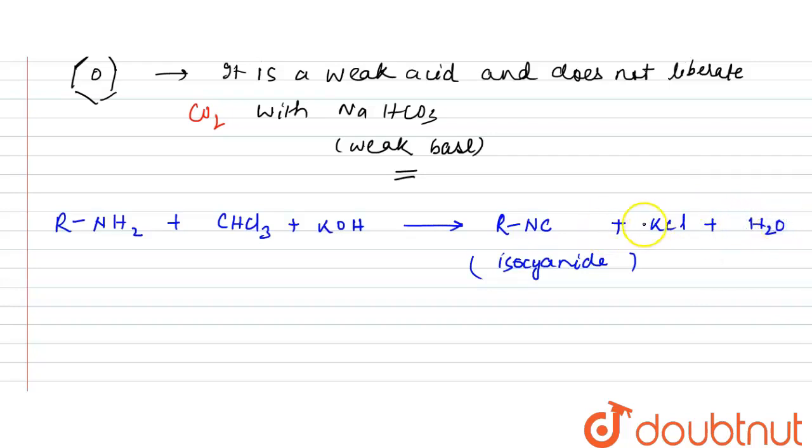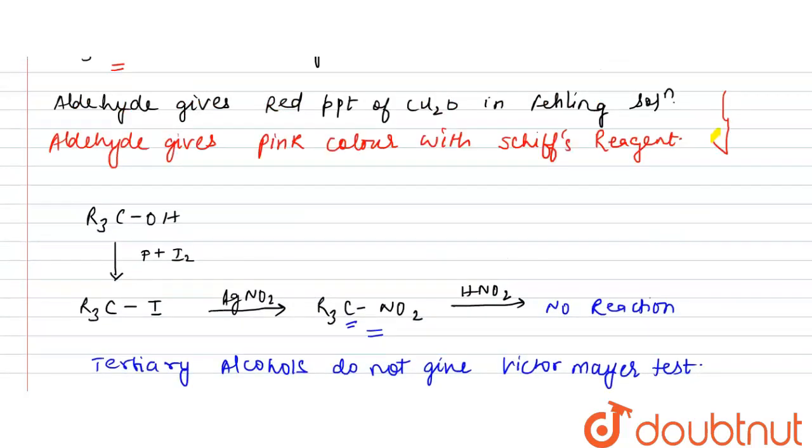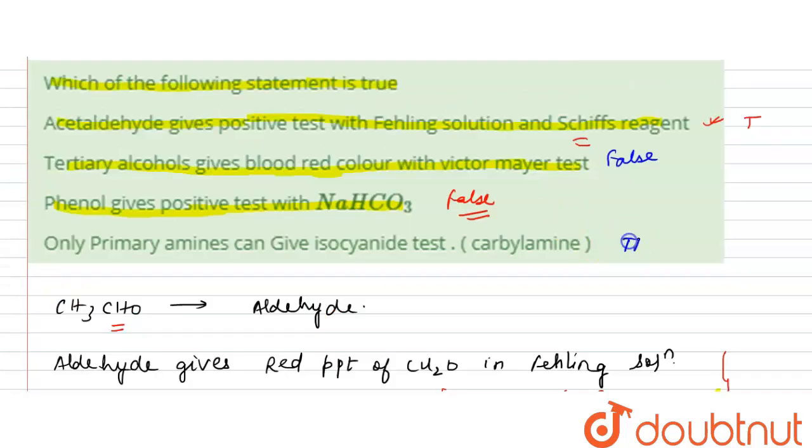So this is very important. Here it will be 3 KCl, here 3 KOH, and here there will be 3 H2O, and now you can see that the reaction is completely balanced. So you have isocyanide formed. This isocyanide test is used for primary amines. This is very important. You should remember that primary amine only gives this isocyanide test or carbylamine reaction. So the last statement is also true.